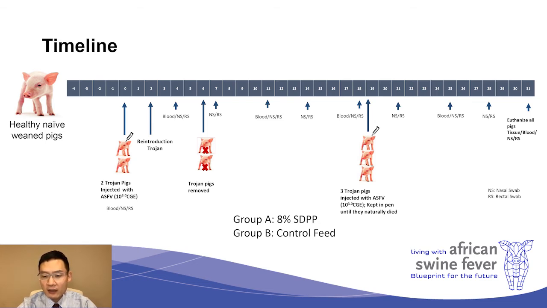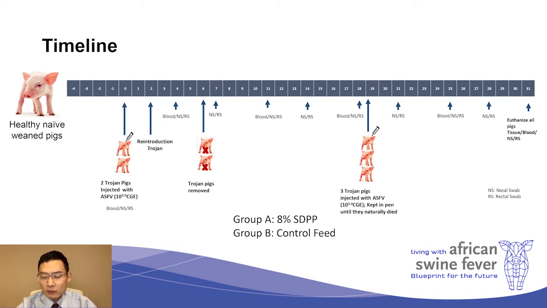And then in this case, we did not euthanize those pigs even though they developed high fever. So we left those pigs in the pen all the way until they naturally died. The idea is to increase the threat of the virus and increase the infections. And then we can learn whether the diet impacts the rate of transmission among the pigs.